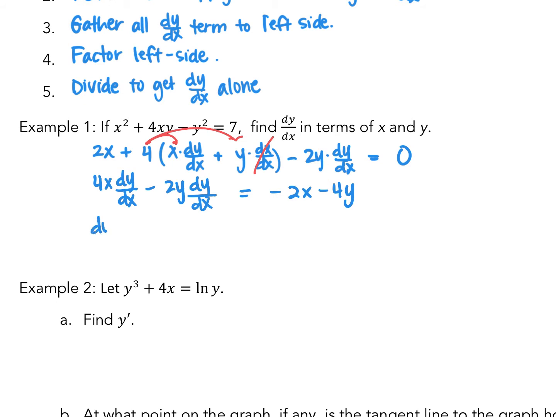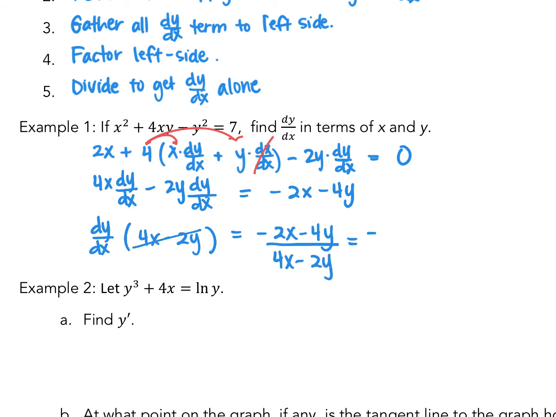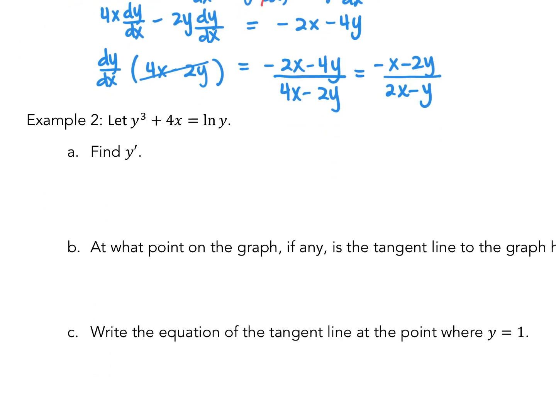So now we'll factor, and we'll be left with 4x minus 2y inside the parentheses. And then we can divide. So I'm going to divide, and we'll have 4x minus 2y. And I'm going to reduce everything by 2 just to simplify. So we're going to have negative x minus 2y over 2x, and then minus y. And that is my derivative in terms of x and y. All right, let's do another one.